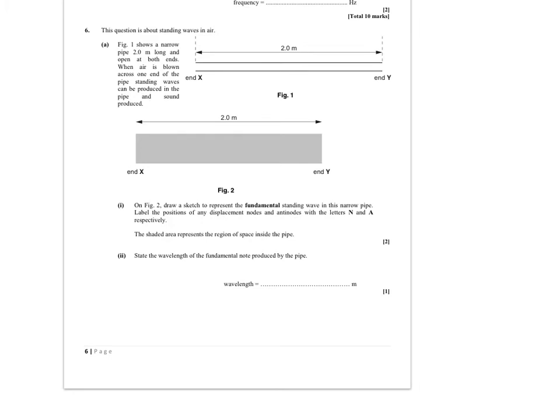We need to draw a sketch of the fundamental standing wave in this narrow pipe, so we've done that earlier on in the paper. So antinode at either end, node in the middle, something like that. We need to state the wavelength of the fundamental note produced by the pipe. Well, if the pipe is 2 meters long, we've got here antinode to antinode is half a wave, and so it's simply 2 times 2, which most of us will work out is 4 meters.